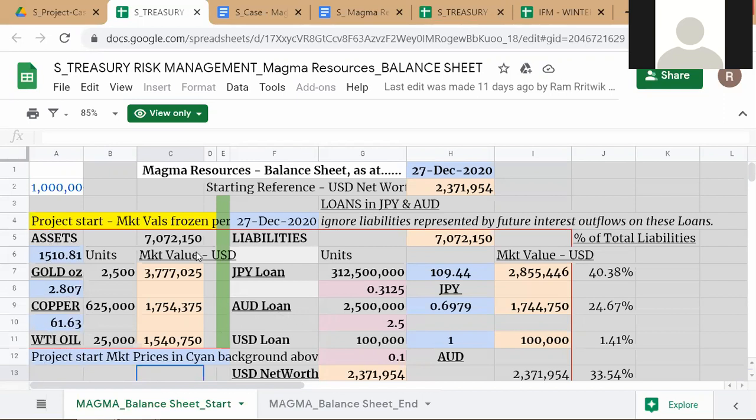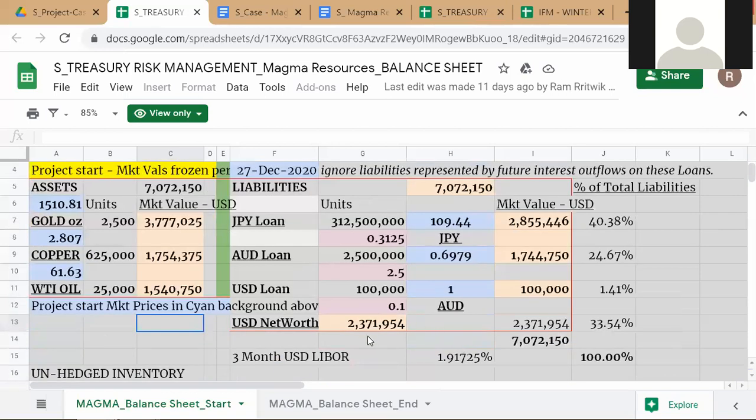So you can see here what is there. You have assets, which are gold, copper, and crude oil. This is the inventories that this company has. And then on the liability side, you have loans: yen loans, Australian dollar loans, and US dollar loans. And then you have, of course, the equity part of it. So you see the total balance sheet size, 7 million.